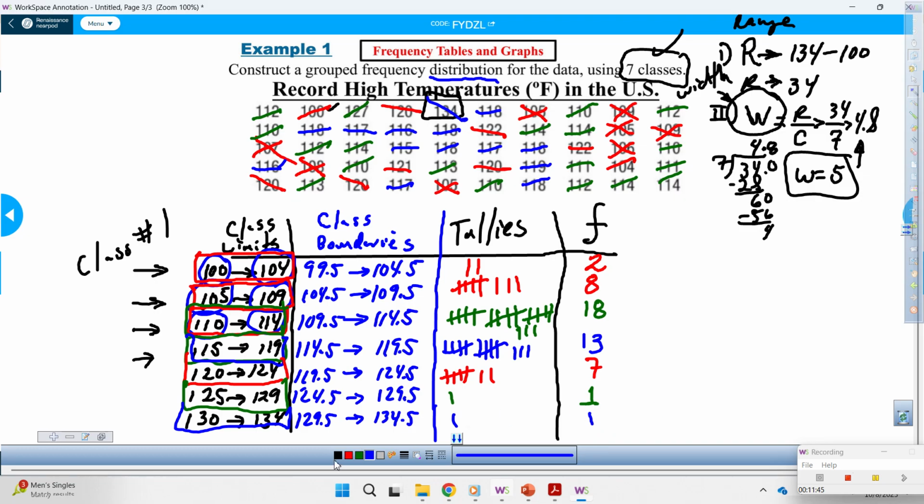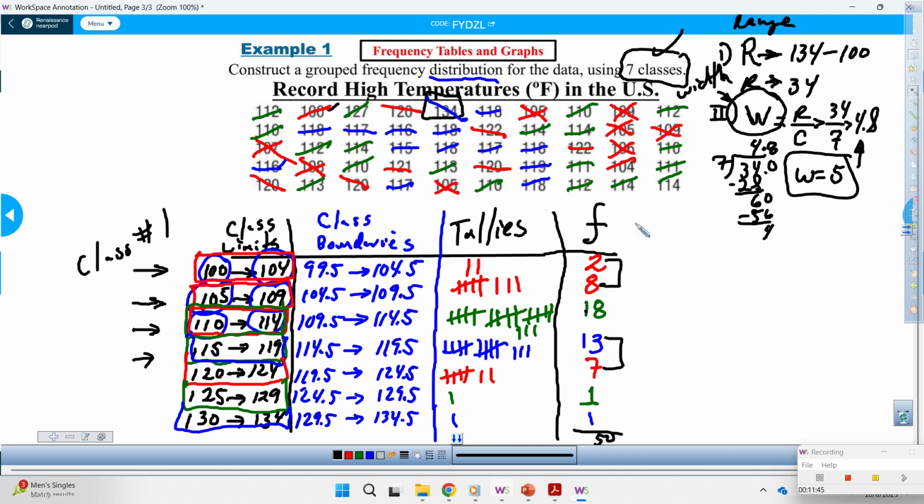Now, question. What should the total of the frequencies be? Tell your neighbor. 50. Let's see. This plus this is 10. This is 20, so that's 30. 48, 49, 50. That is correct.